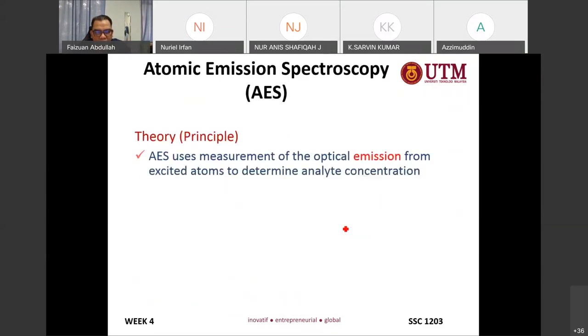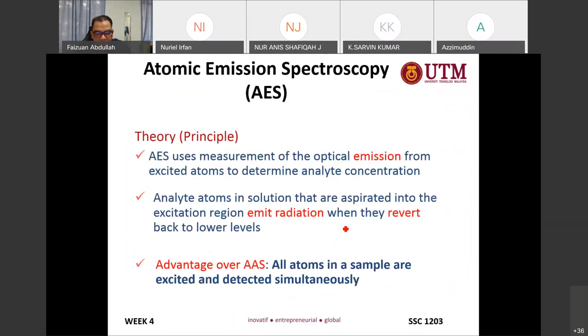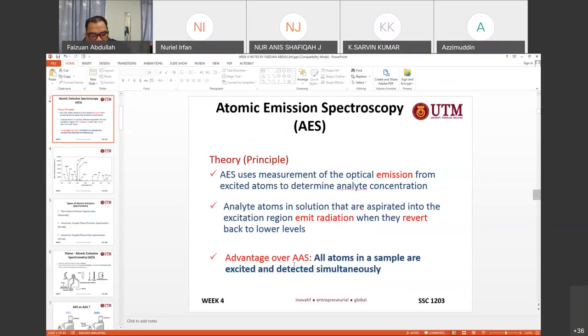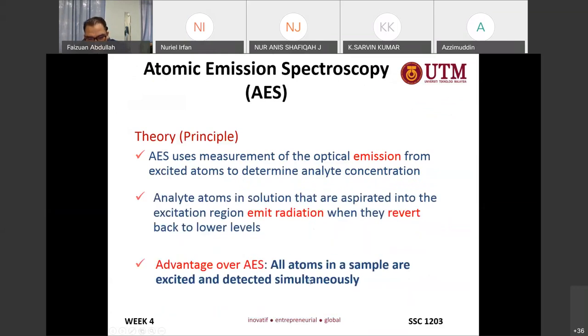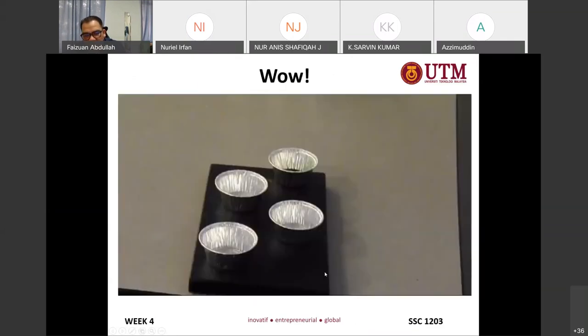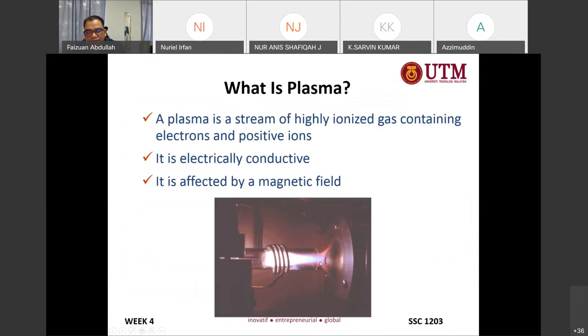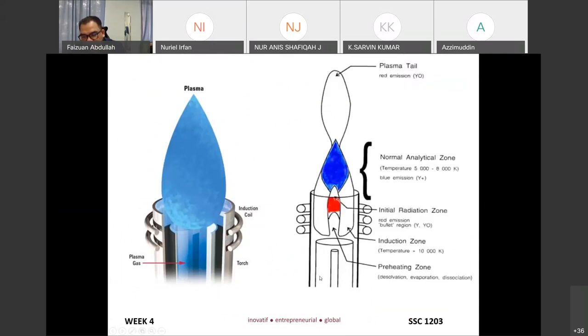Because remember the advantage of AES, okay, here I need to change. Please change in your note as well. This is AES, not AAS. The advantage of AES is all atoms in a sample are excited and detected simultaneously, meaning that if we have more than one analyte, for example, lead, cadmium, calcium, and so on, we can detect them simultaneously. We can detect at one time. Different from AAS, right? AAS can only detect a single element at one time. Am I correct?